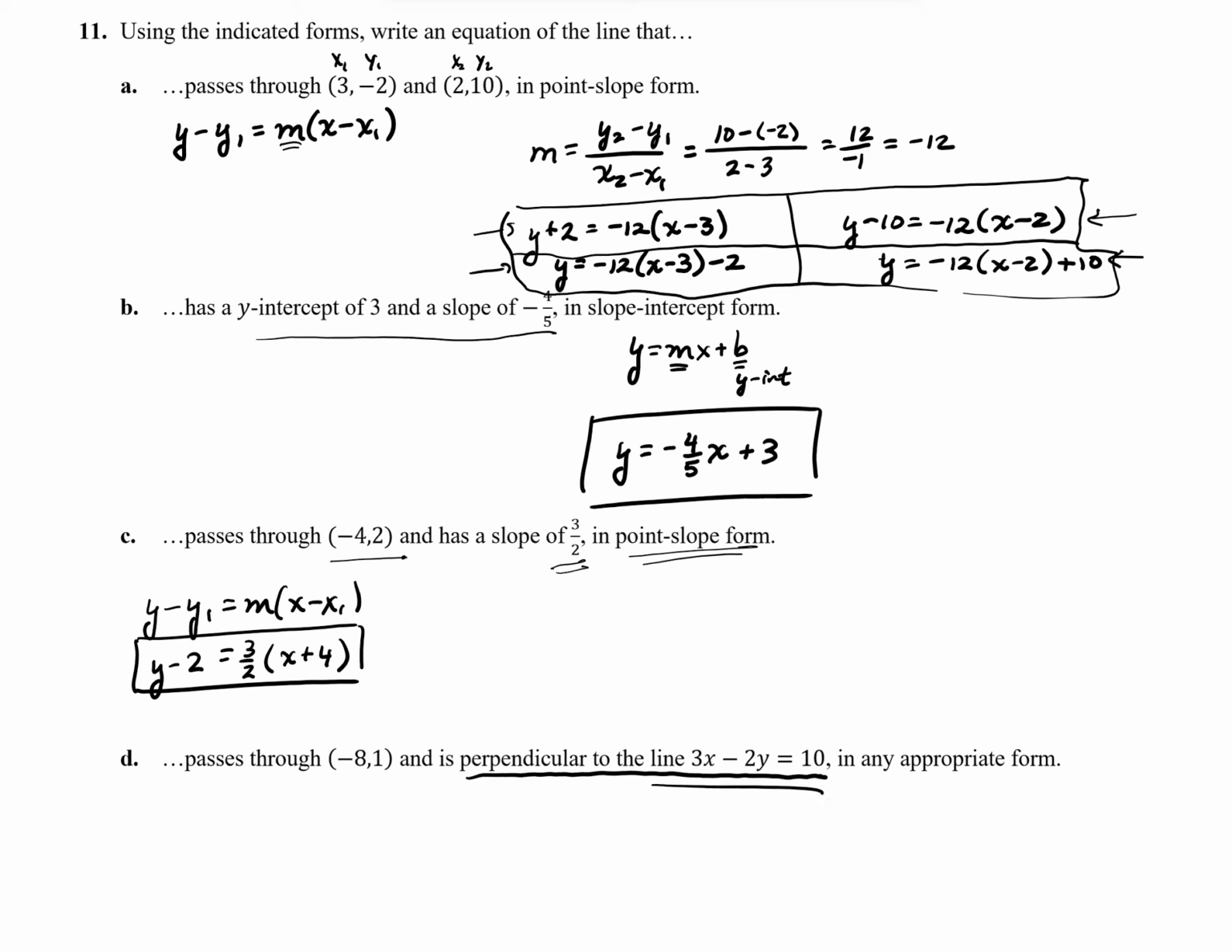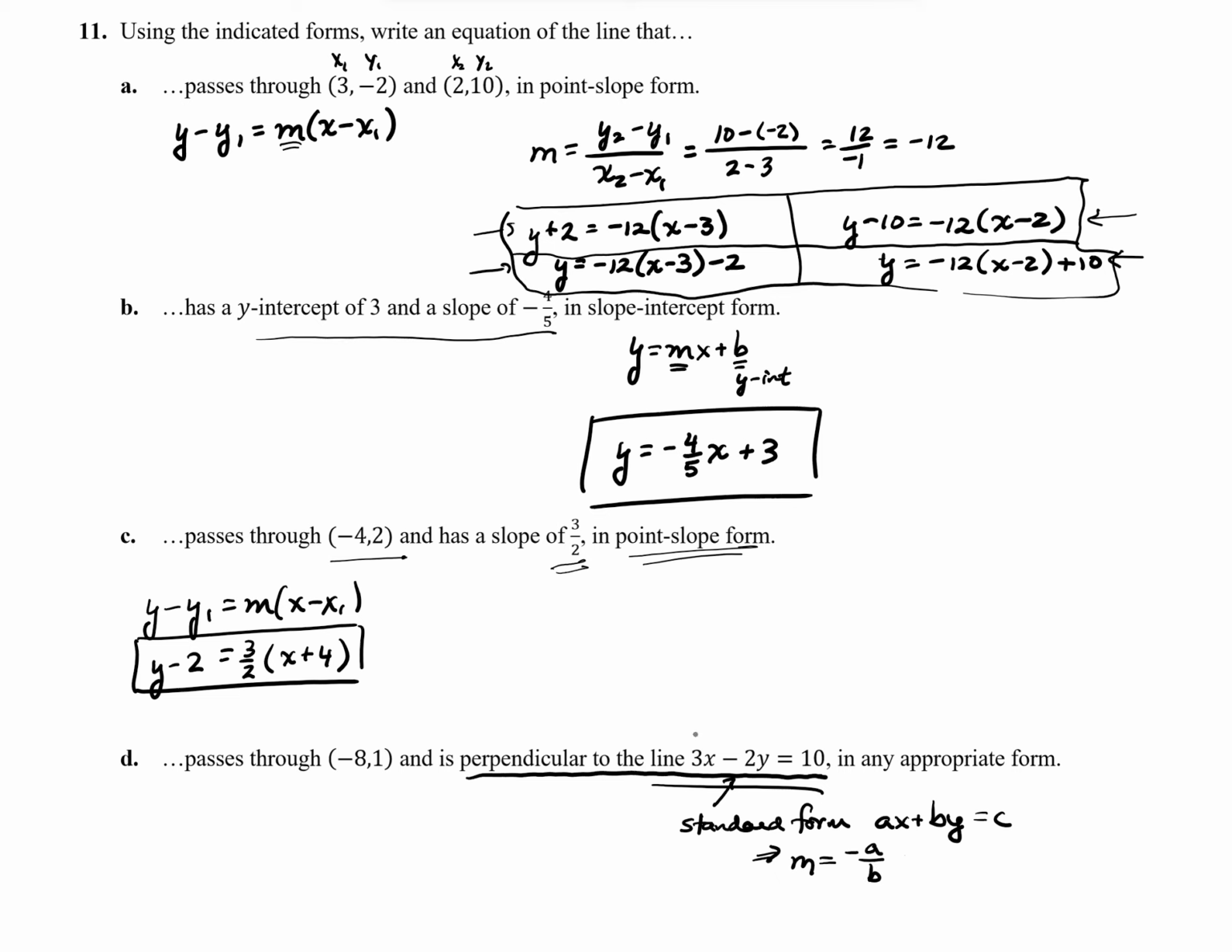And then the last one, it's perpendicular to this line. So perpendicular to a line means the slopes are going to be negative reciprocals. This line is in standard form, which is ax plus by equals c. And you can either rearrange that into slope-intercept to get the slope, or you can remember this trick that if it's in that form, negative a over b is your slope.